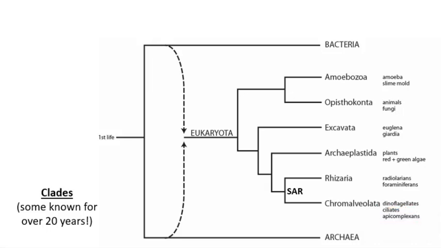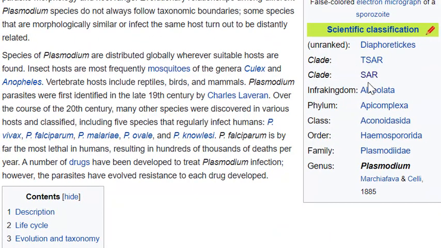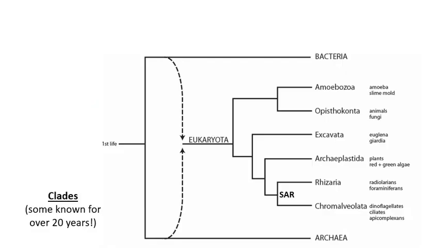If we look at the taxonomic classification on Wikipedia, here is that SAR clade. It's in this alveolata group, and then in phylum Apicomplexa. If you want to fight this parasite, you need to understand its evolutionary history. It provides all sorts of information about the organism's niche, its physiological properties, cellular makeup, everything.